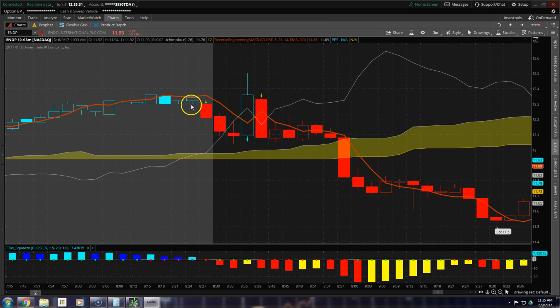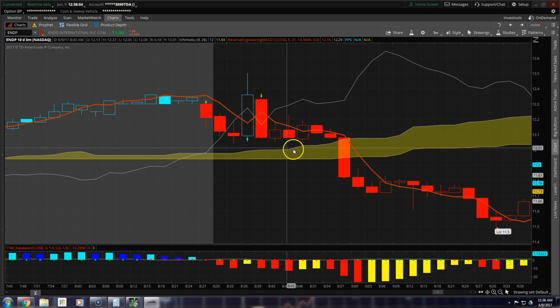So ENDP, I got in at, what was the time on that? 9:30 actually. So I got in right at the open on this, and the fill was at 12:20. I got in right up in here at 12:20 on the open, 1,000 shares, and then I closed those shares out at 12:11 on the next candle, which was here. So right at the open of this candle, I went ahead and closed this out, from here to here.